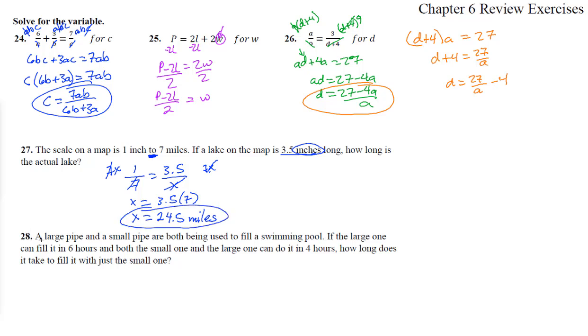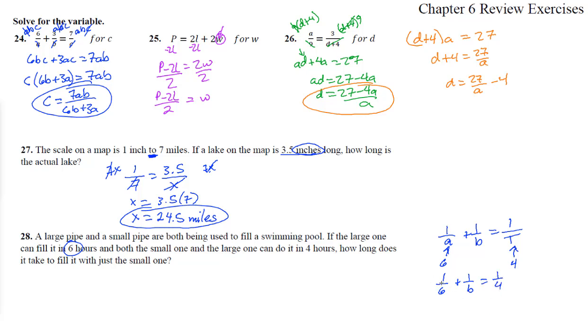All right, number 28. Again, this is from chapter 2 where we had the work problems. Remember, you have 1 over a plus 1 over b is 1 over the total time it takes to fill up the things. So a large pipe and small pipe are both being used to fill a swimming pool. If the large one can fill it in 6 hours, so that's a 6 right there, and together they can do it in 4 hours, so 4 hours is right there. How long does it take to fill with just the small one? So we're looking for b. So 1 over 6 plus 1 over b equals 1 over 4.